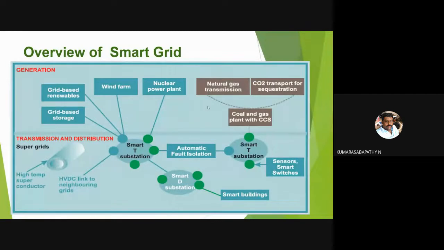So the new smart grid: grid-based storage, renewable energy from wind farms where the power will be generated, nuclear plants, all renewable and non-renewable energy will be connected to this smart grid, as well as all types of loads will also be connected to this smart grid.